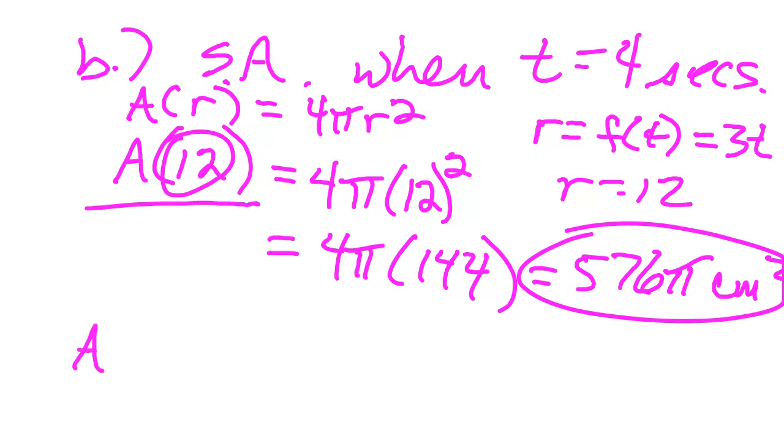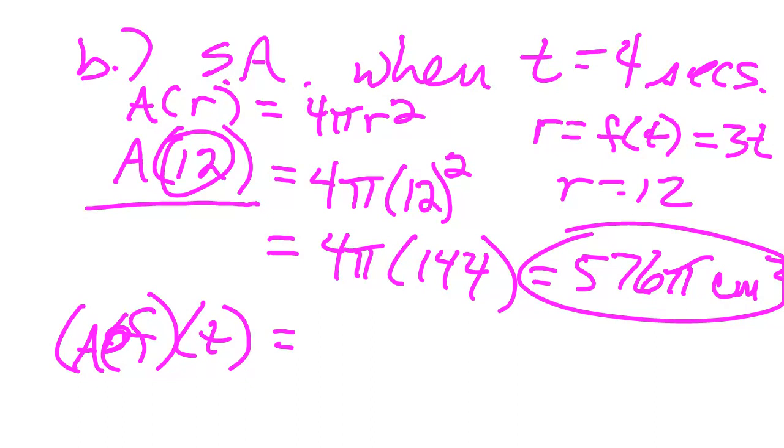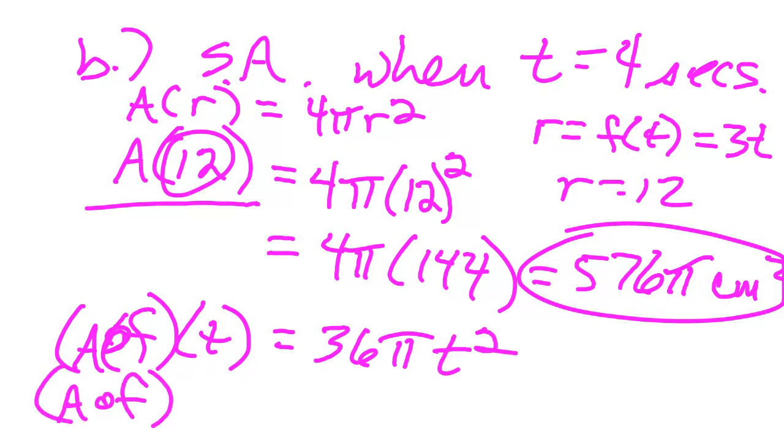Where we had A composed with f evaluated at t. Sorry, I've got some commotion in the background here. A composed with f was 36 pi t squared square centimeters, right? So this is just going to be, hey, my time is 4 seconds. So A composed with f of 4 is just 36 times pi times 4 squared.